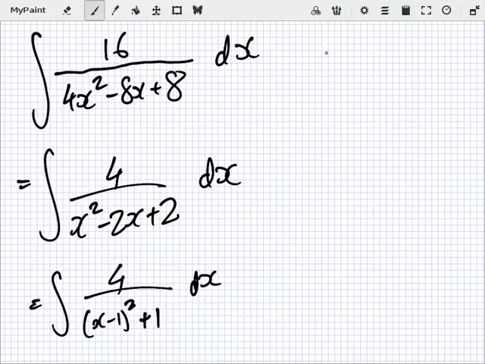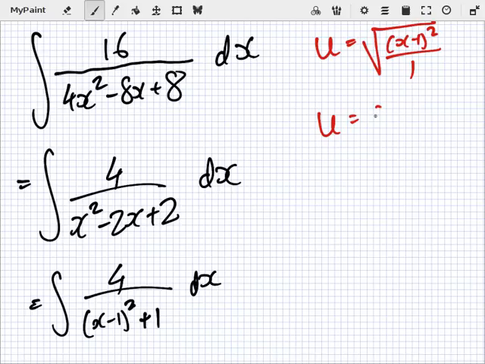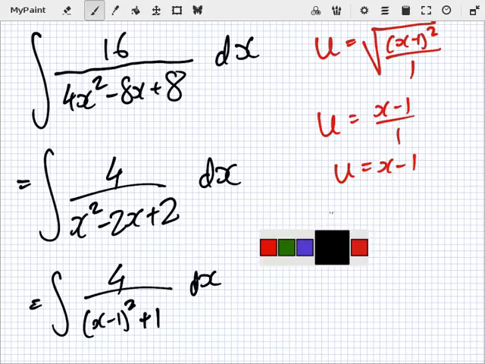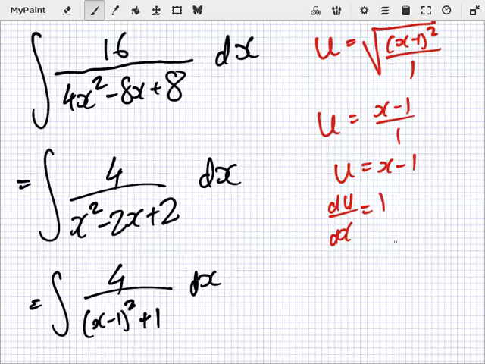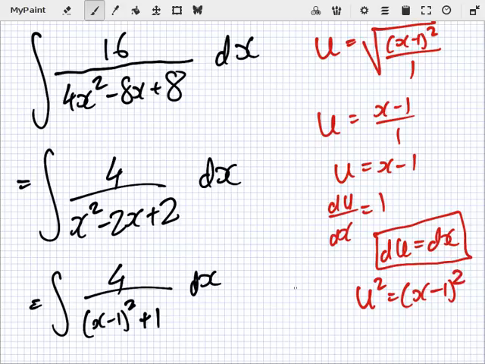Now we can use our trick. Let u equal the square root of the first over the second. So u will equal x minus 1 over 1, so u will equal x minus 1. So that means du dx equals 1, so du equals dx, which is nice. And also we can say that u squared equals (x minus 1) squared.